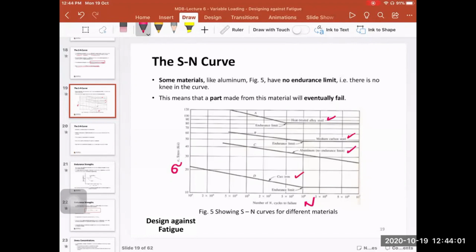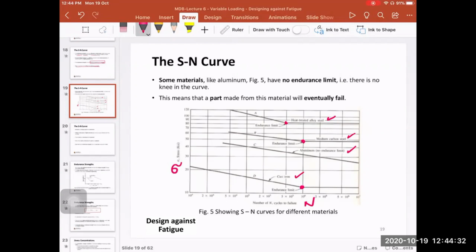You see here we have the knee for the heat-treated alloy steel. For the medium carbon steel, we have the knee point here. And for the cast iron, we have the knee here. So the knee means that if you apply a stress lower than this value on the material, it will have an infinite number of cycles and it won't fail.